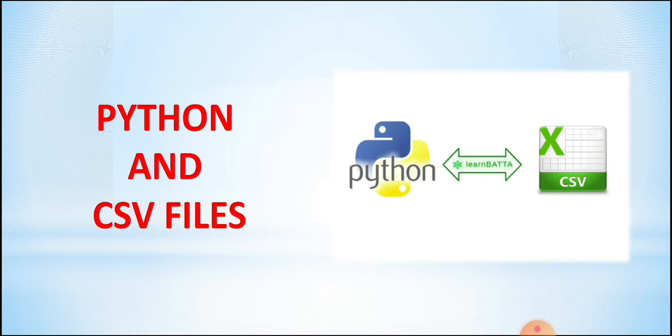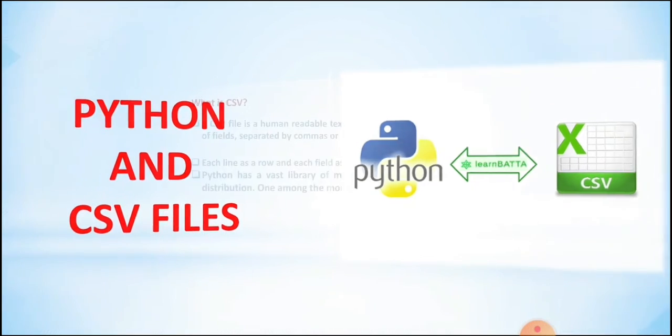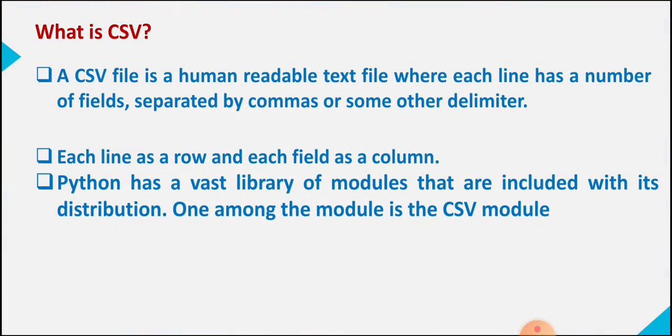The expansion of CSV is comma separated values file. The CSV module gives the Python programmer the ability to parse CSV files. Parse means reading a program or breaking up ordinary text. Now you can see the definition and how we can use CSV files in the Python programming language.